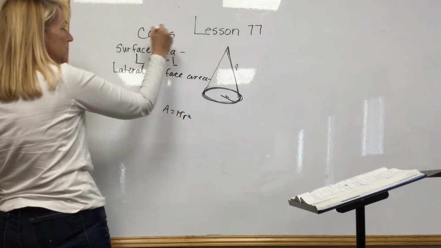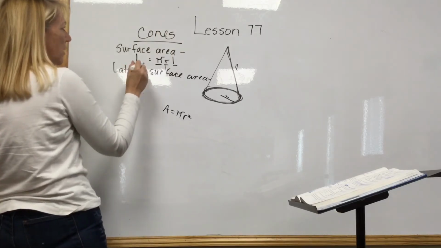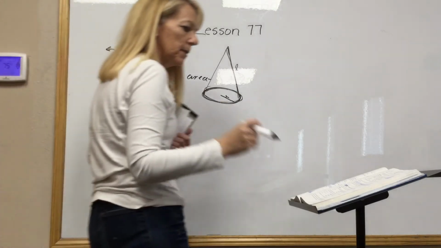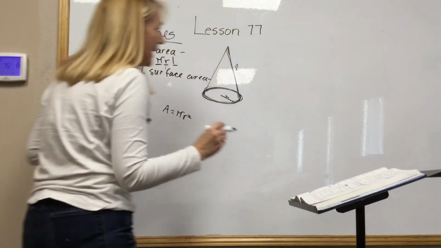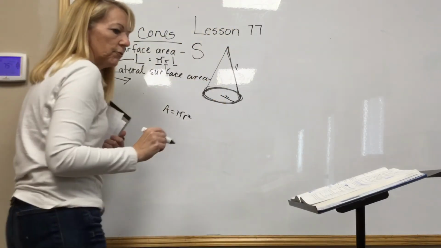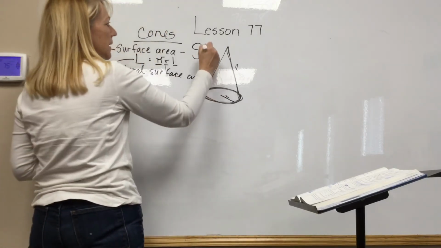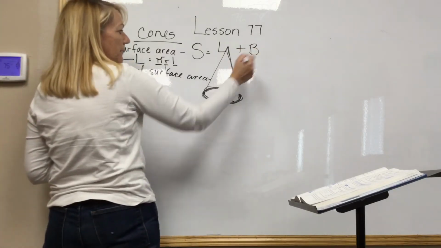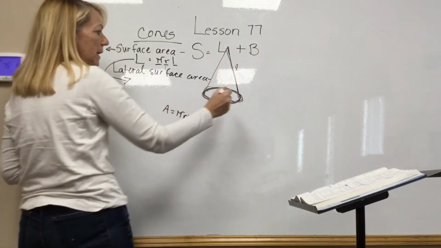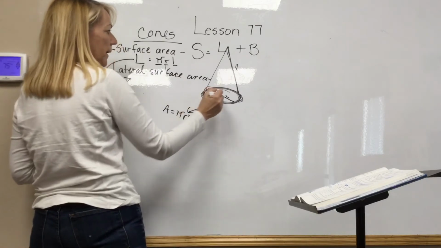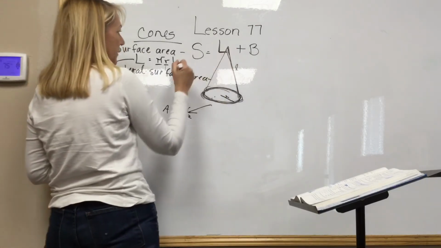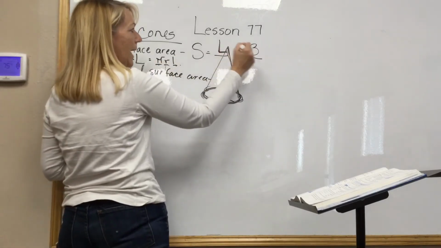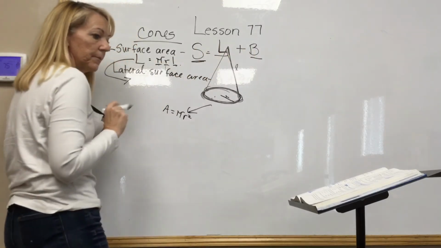We're talking about just cones today. Surface area would be a capital S, and that is lateral surface area plus base area, capital B for base area right there. So you take base area, which is pi r squared, and you take lateral surface area right here, pi r l, and then you find out what those numbers are, and then you add them together and you've got surface area.